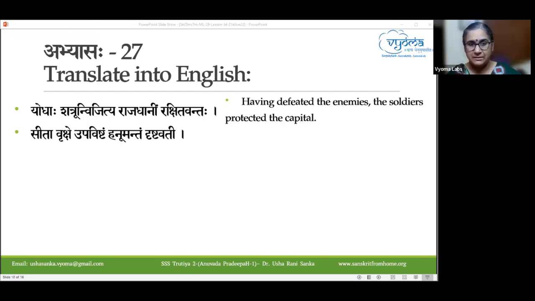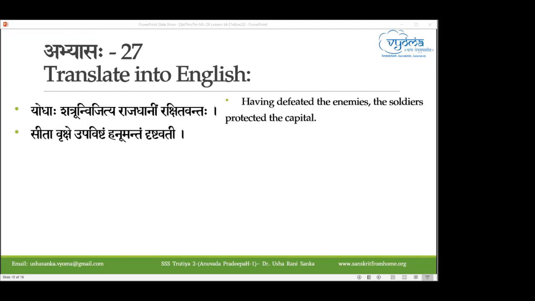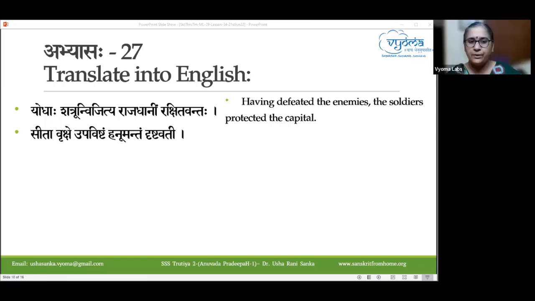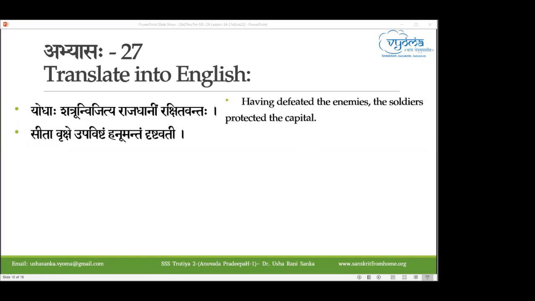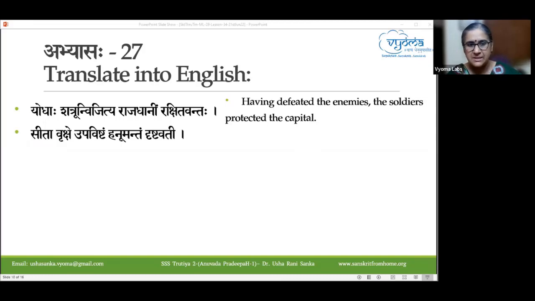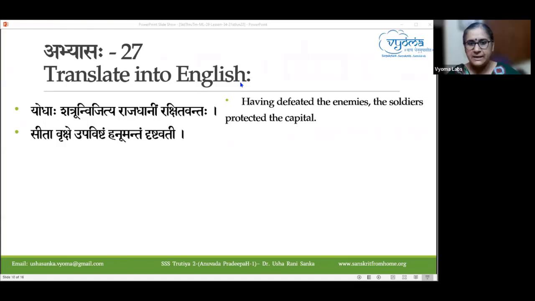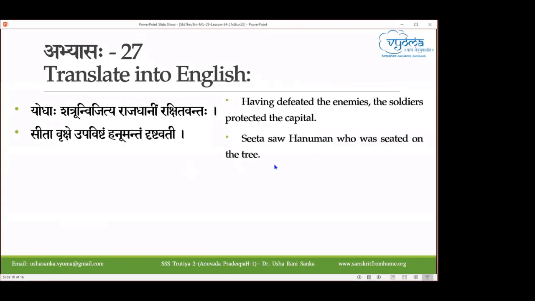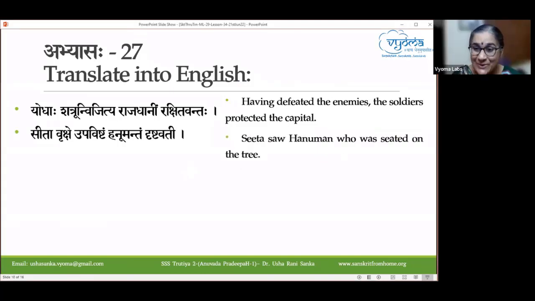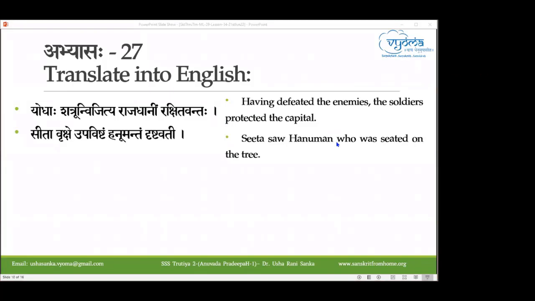Not having seated. Who was sitting? Who was sitting on the tree? In English, we cannot say it with the Sanskrit spirit. We cannot say it exactly as it appears in Sanskrit, so let's not worry. Sita saw Hanuman who was seated on the tree.